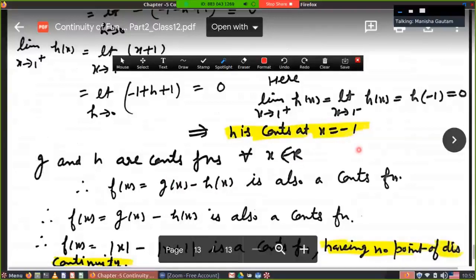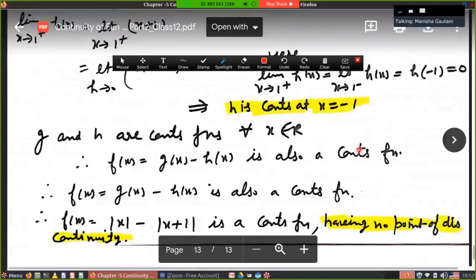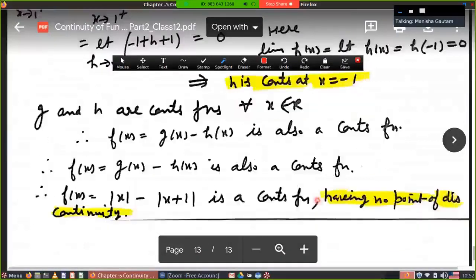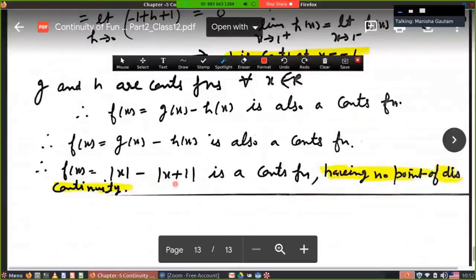Now we have proved h and g both are continuous functions. So f is a function which is the difference of these two functions. So f(x) = g(x) − h(x) is also a continuous function, and no point of discontinuity will be there. As the function is continuous everywhere, no point of discontinuity will be there.